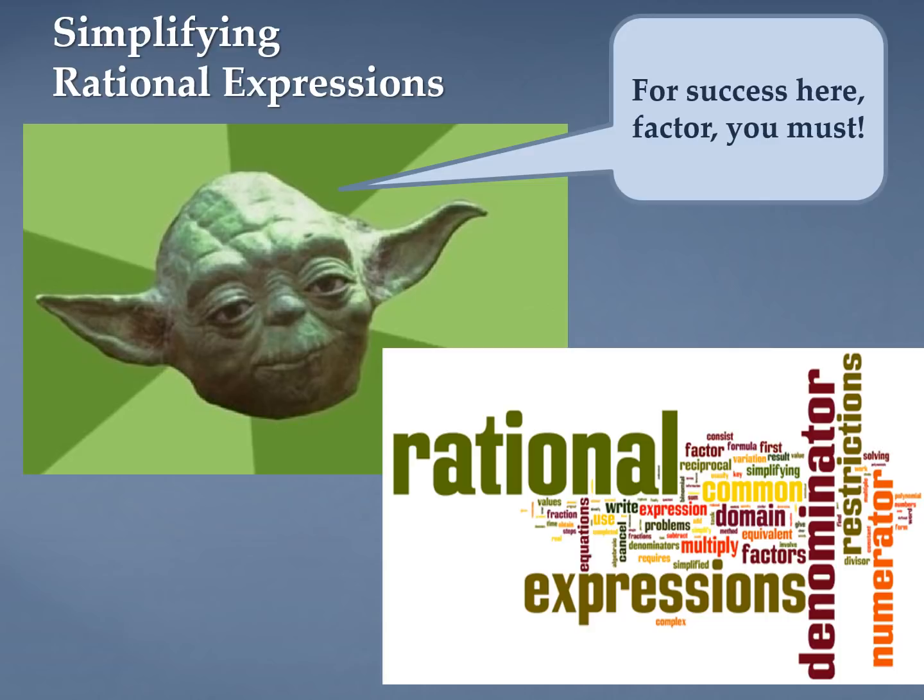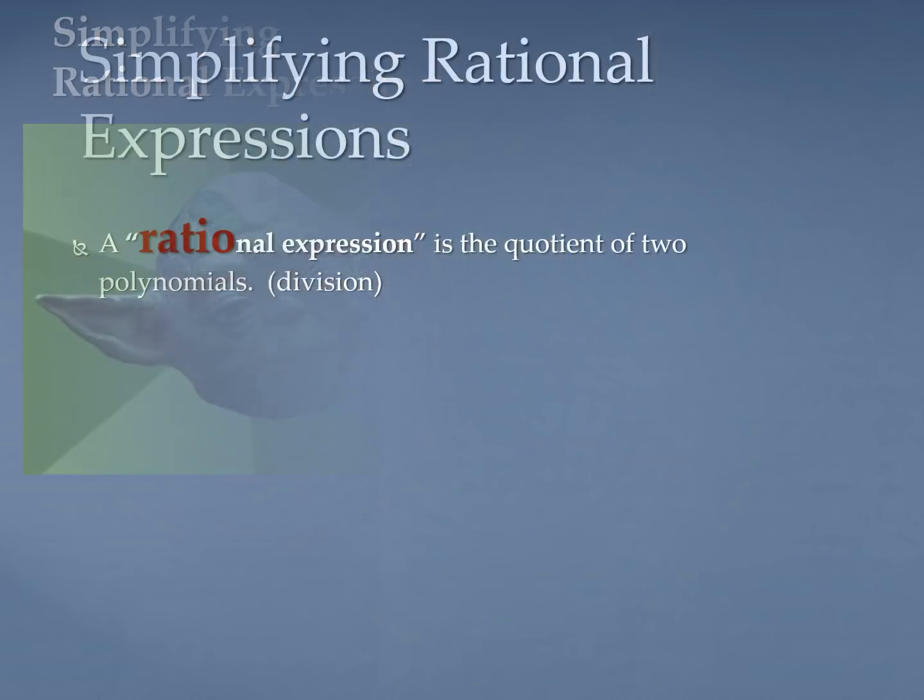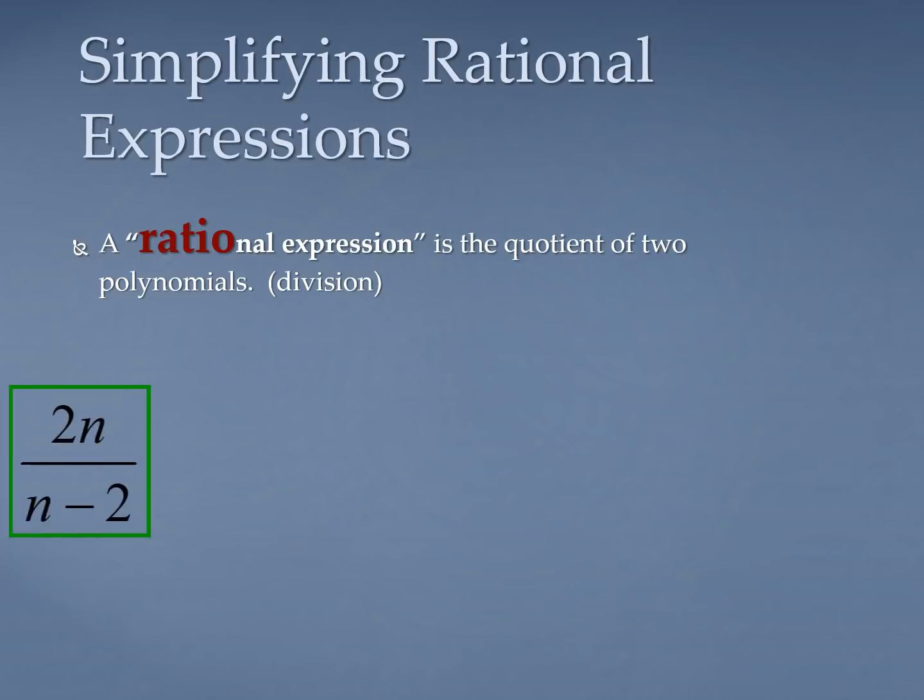So let's dive right into it, shall we? Simplifying rational expressions. Here we go. So first of all, it might be good to know what exactly is a rational expression. A rational expression is the quotient of two polynomials. Ooh, fancy language, very fancy. Quotient, polynomial. Woohoo! Let's take a look at some examples to demonstrate that definition.